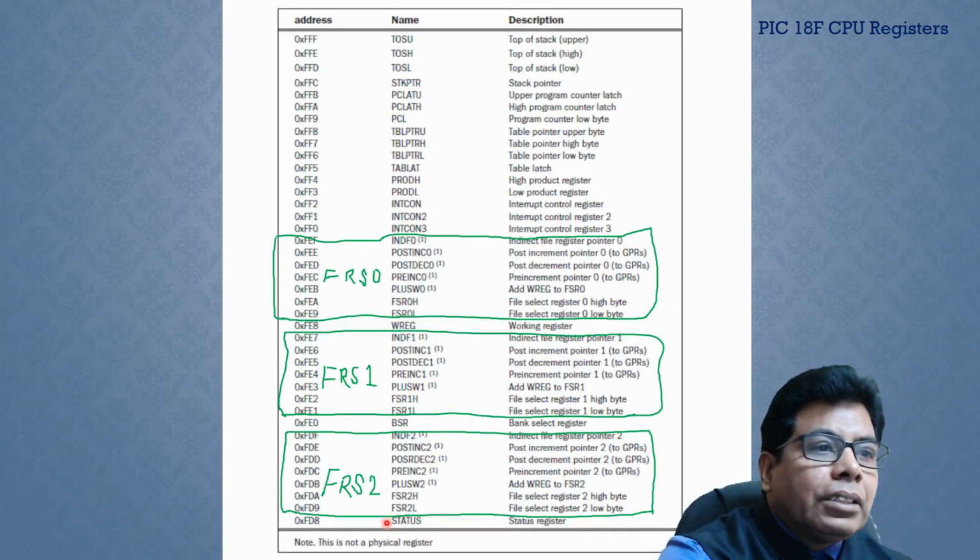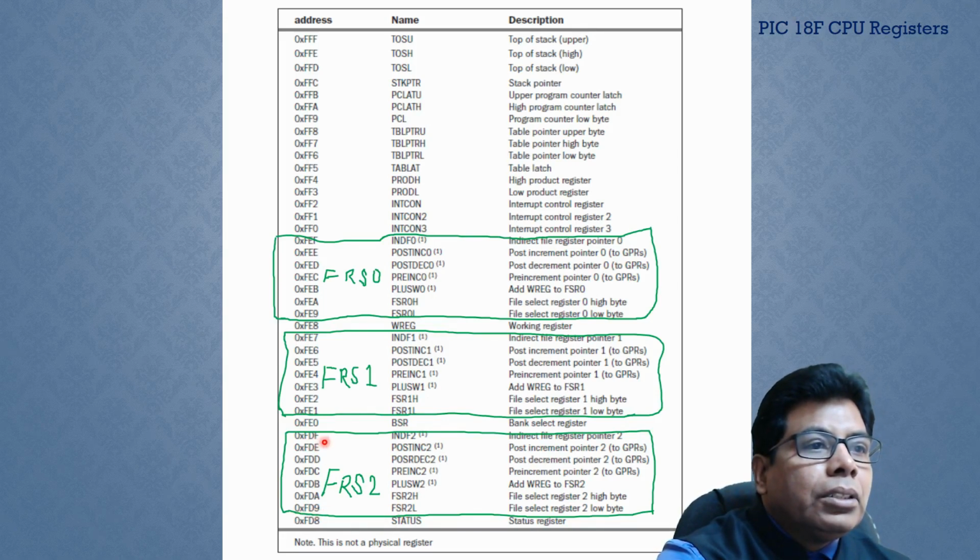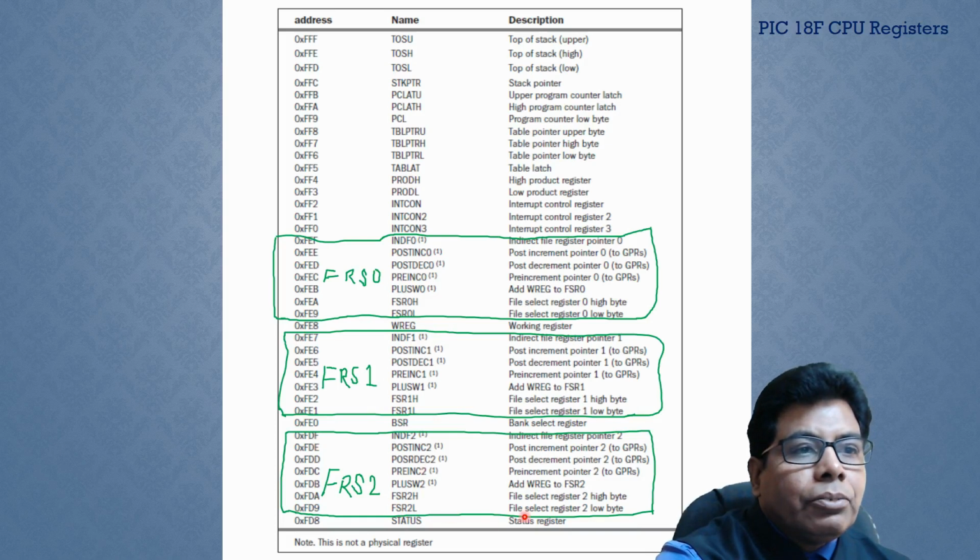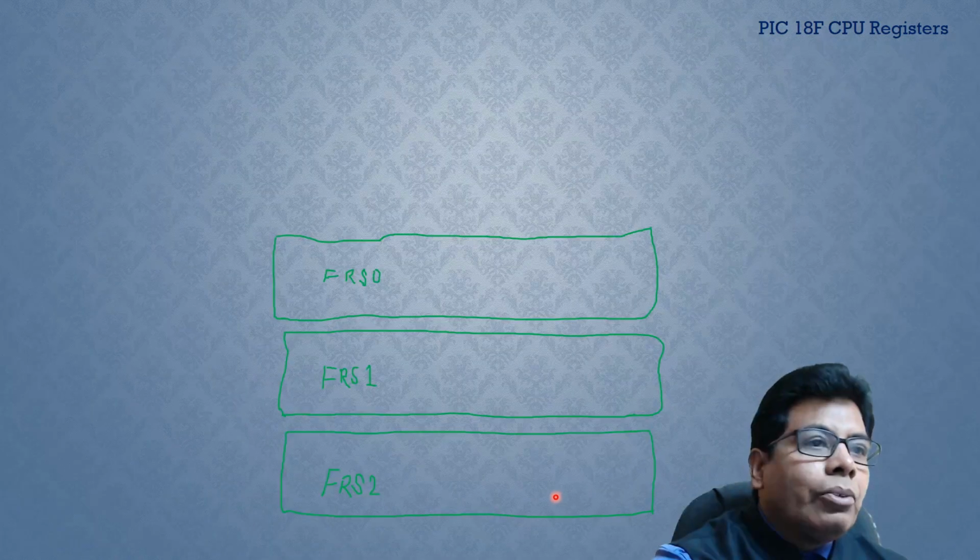As you can see here, FSR2, the address is FD9 to FDF. So here we have the file select register 2 low byte, then high byte, then these are for the post increment or post decrement. So here we have the post increment pointer, post decrement pointer, pre increment pointer, and this is add WREG to FSR2.